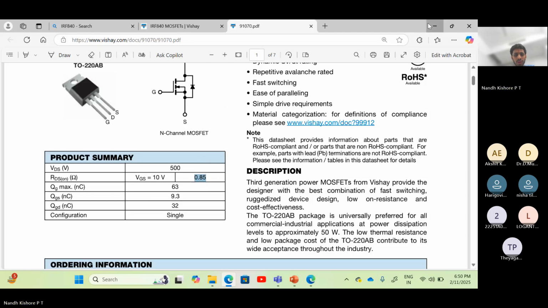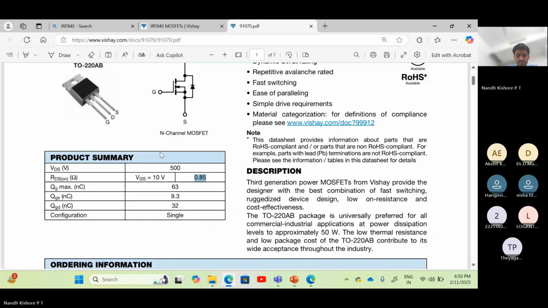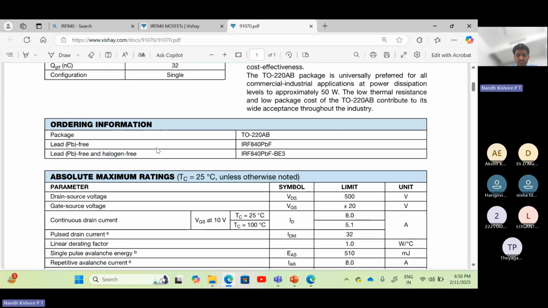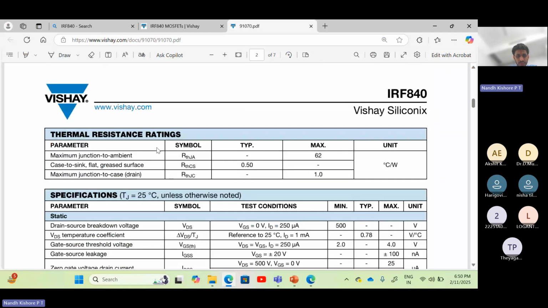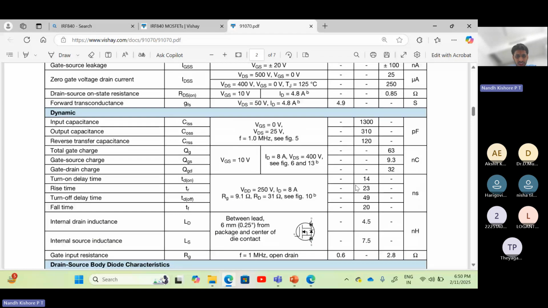Okay. So RDS on is 0.85. And then what about TR and TF? The switching times would be given probably over here. So the switching time, that is TR, is given as 23 nanoseconds and TF is 20 nanoseconds. Okay. So TR is 23, TF is 20.